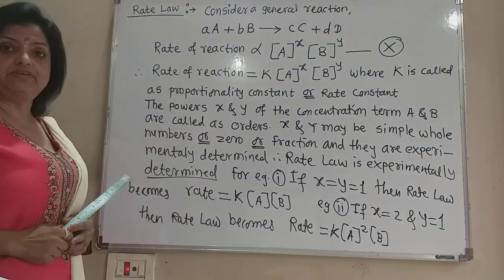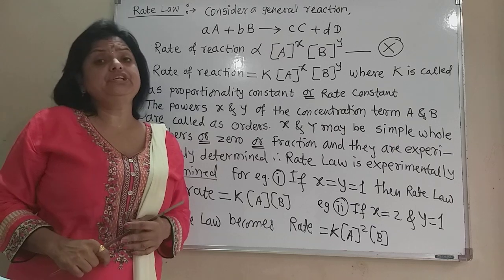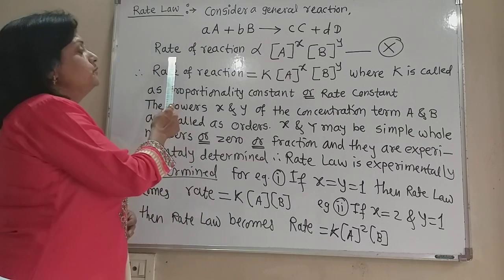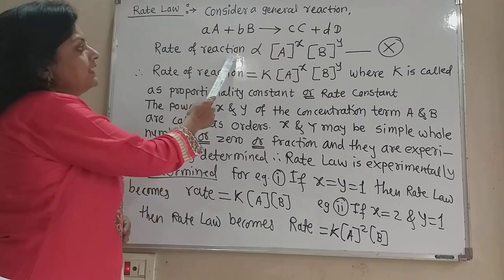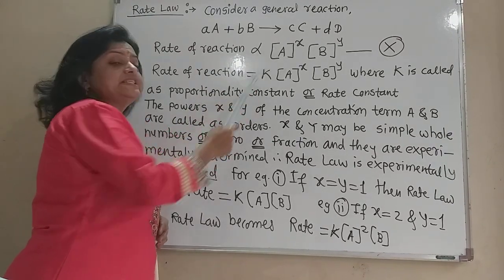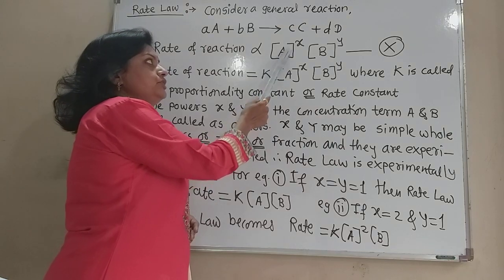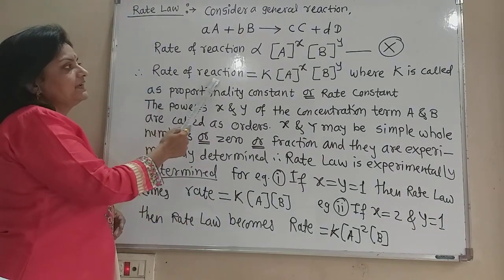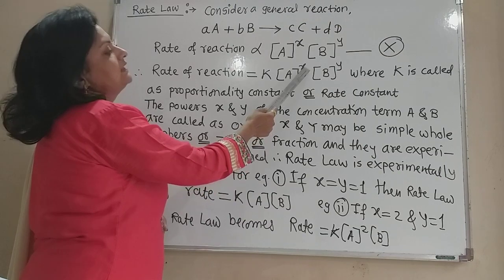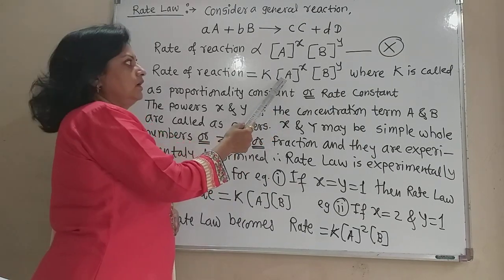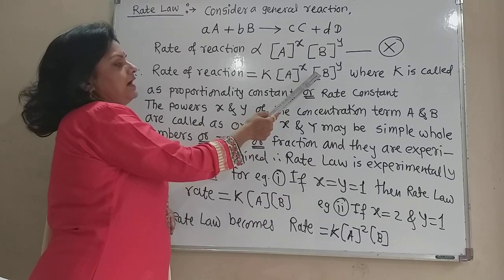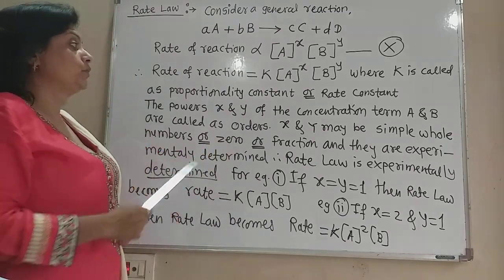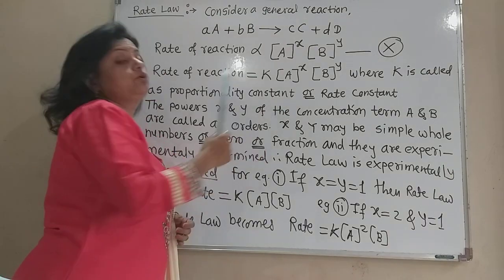Then how is the rate law given? Now we know that the rate of the reaction is directly proportional to the concentrations of reactants. So the rate of the reaction is directly proportional to concentration of A raised to x into concentration of B raised to y, where the square bracket means concentration. Now it is given as: rate of the reaction is equal to k into concentration of A raised to x into concentration of B raised to y. Here k is called the proportionality constant, or the rate constant.